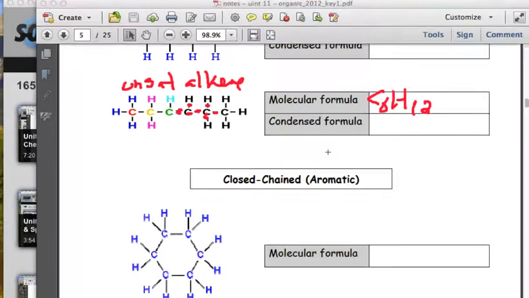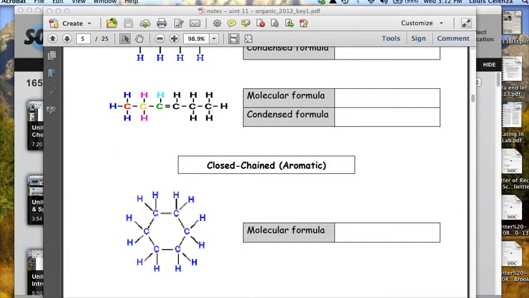So let's go back and do the condensed formula. It is going to be CH3, CH2. Now this carbon has only 1 H, and this carbon has 1 H, and then you have CH2, CH3. Now if you take a look at this last one here, this is what we call aromatic or closed chains. This happens to be something you don't need to really worry about.